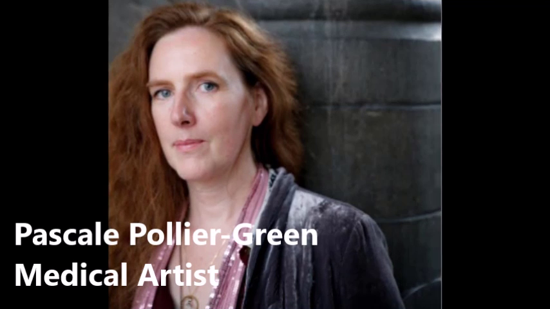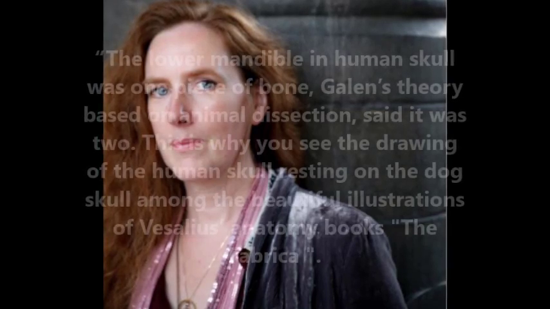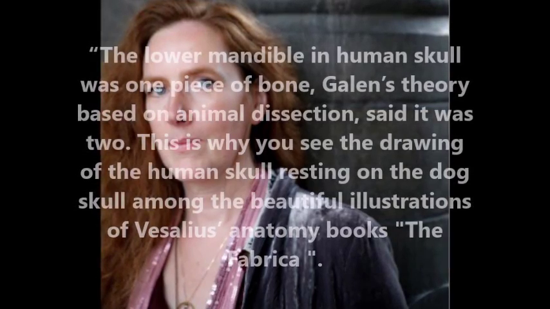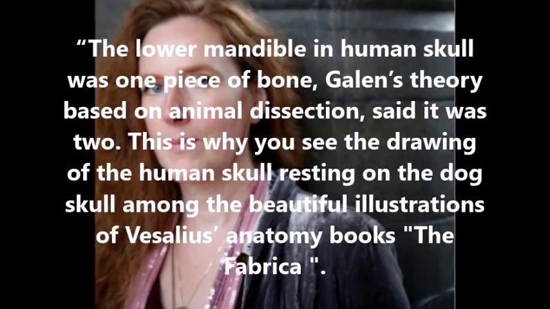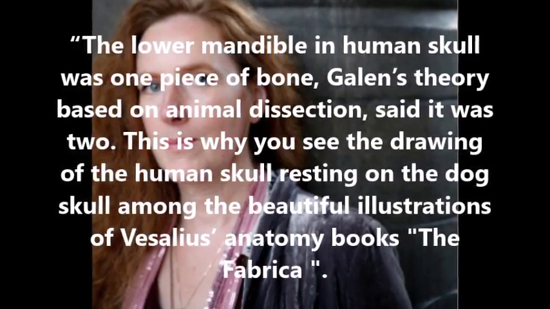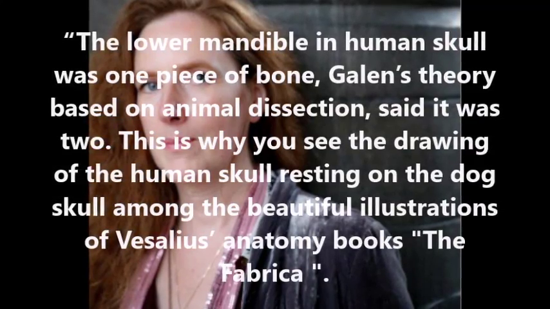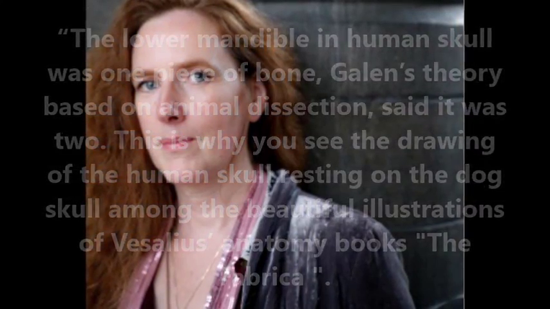According to an interview conducted with the European medical artist Pascal Collier-Green, the lower mandible in the human skull was one piece of bone. Galen's theory, based on animal dissection, said it was two. This is why you see the drawing of the human skull resting on the dog skull among the beautiful illustrations of Vesalius' anatomy books, the Fabrica.